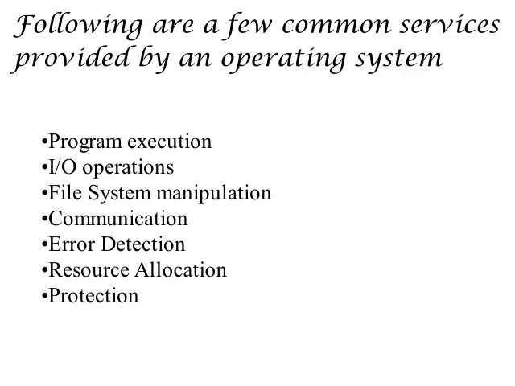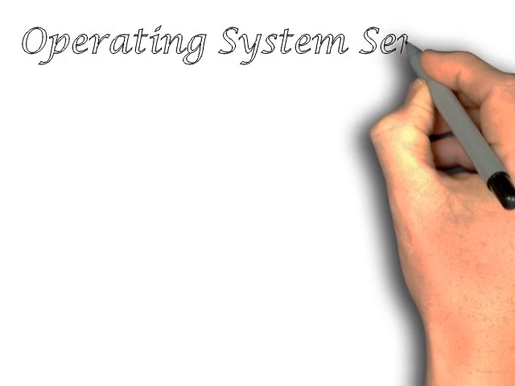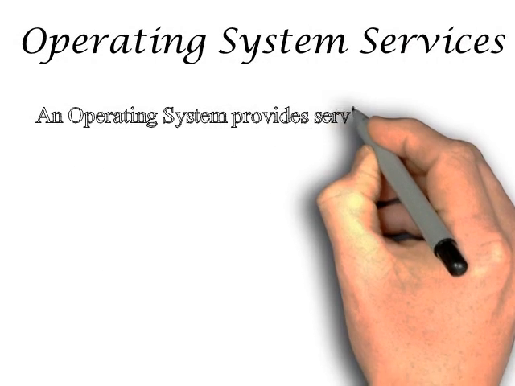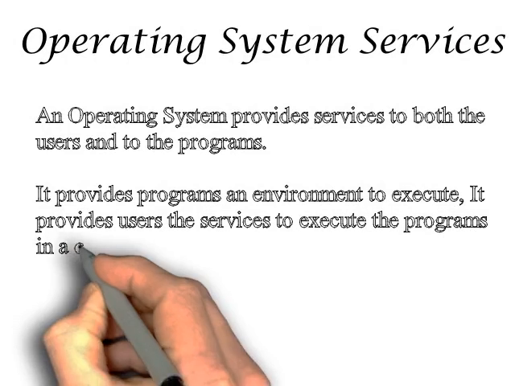In the beginning we saw the 2 points. The second point: how they fulfill the service. The same thing. In the above points, the operating system provides the service to the user and to the program.